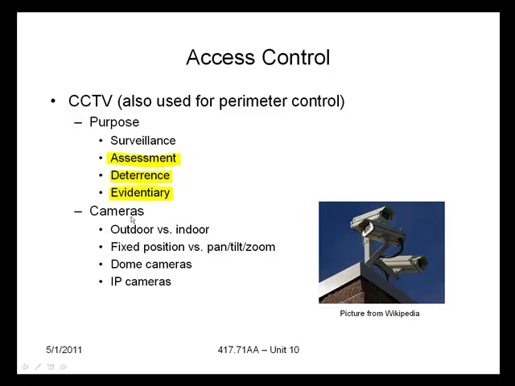Now, cameras, indoor and outdoor cameras are entirely different beasts. Obviously outdoor cameras need to be weather resistant and as well respond to different types of lighting position. You can have fixed position versus pan, tilt, and zoom. And then there are dome cameras, which you may see at the top of rooms in the interior of buildings. Lastly, historically, most of these cameras have been analog.